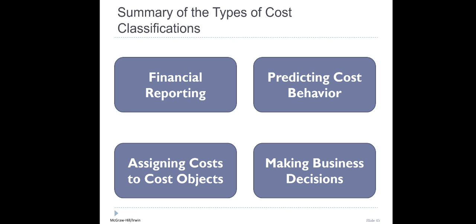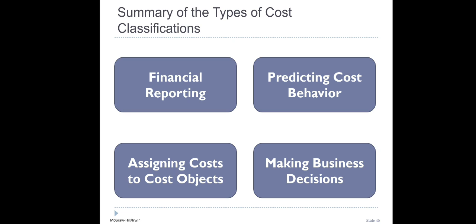Okay, this is the summary of types of cost classification. You have learned about categories or types of cost: manufacturing cost, non-manufacturing cost, product cost, period cost, direct cost, indirect cost, prime cost, conversion cost, etc. So this knowledge is useful when you want to do financial reporting. Financial reporting is the time where you prepare the financial statement. Your knowledge about the cost categories is important and useful when you prepare the financial statement.